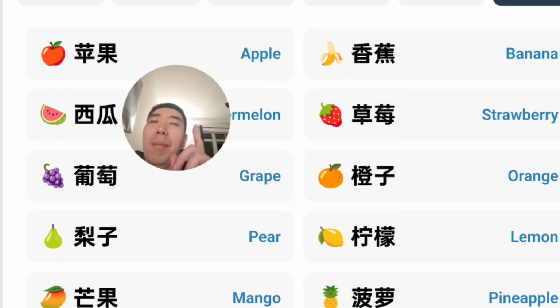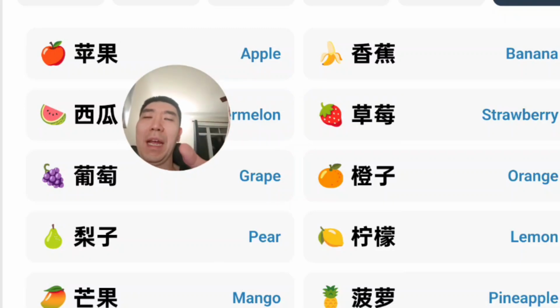And next time we're going to talk about a very funny thing: Mandarin versus Taiwan Mandarin versus Cantonese for some very common foods and objects. You will be surprised to see how differently they sound in each dialect.